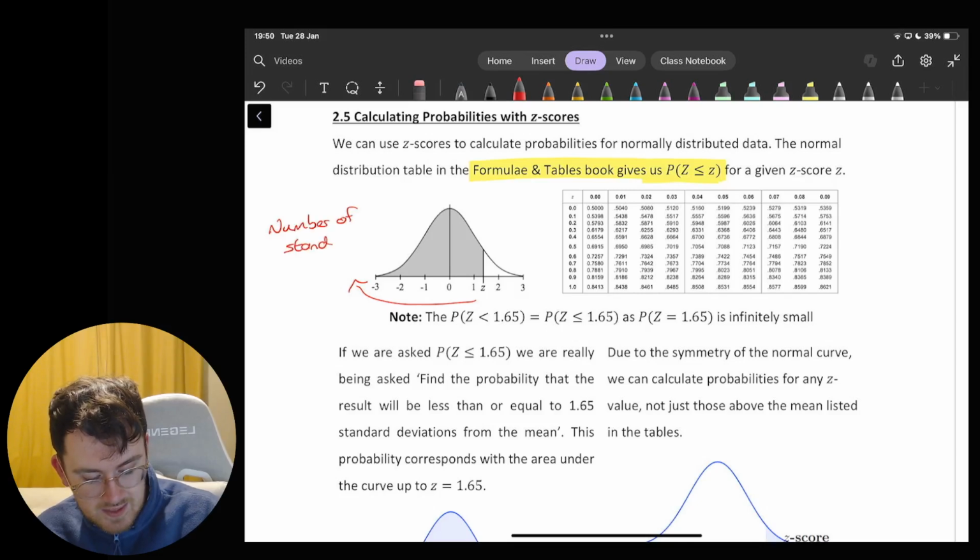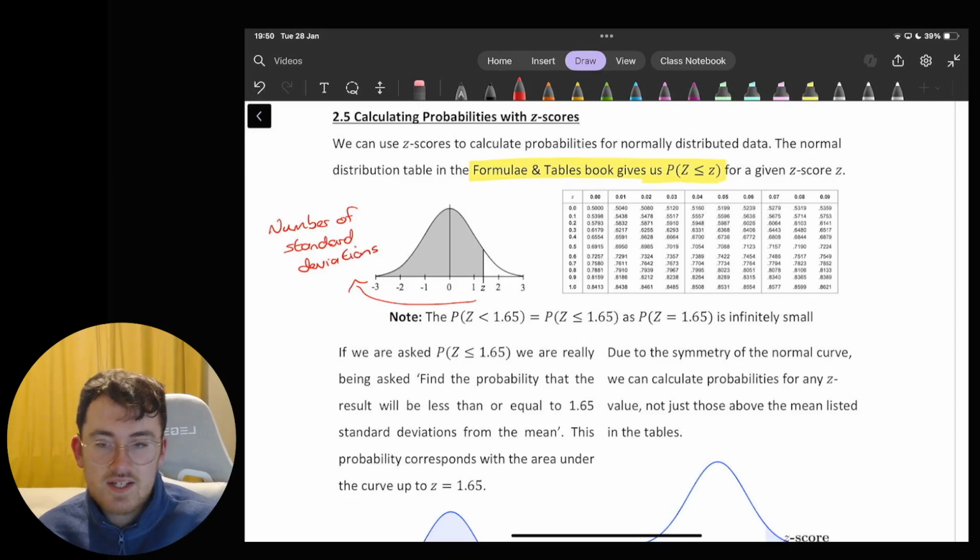So we're working in the standard normal distribution, which has a mean of 0 and a standard deviation of 1, hence the 0, 1, 2, 3. A z-score is a specific number of standard deviations within that. The formula and tables book will give us the probability of achieving a value less than or equal to that. We generally say less than or equal are essentially equatable, as the probability of getting a z-score equal to a specific value is quite small.